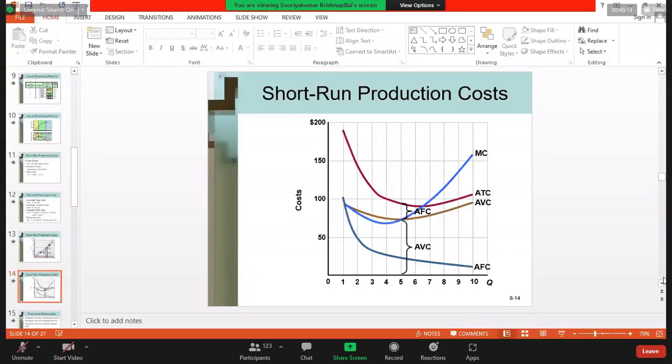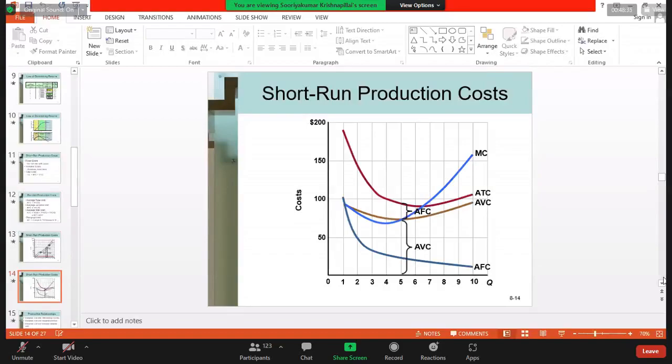So when the marginal product increases, marginal cost decreases. Then marginal product reaches a maximum, then marginal product is going to decline, the law of diminishing marginal return. So then marginal cost increases.